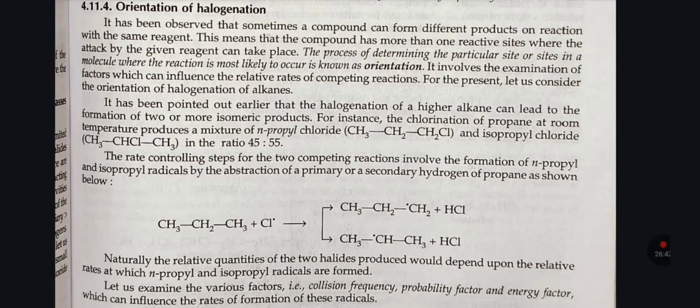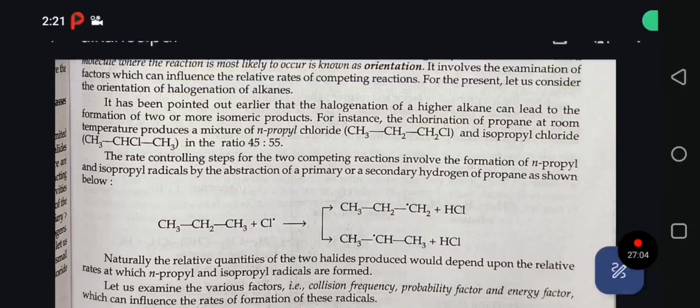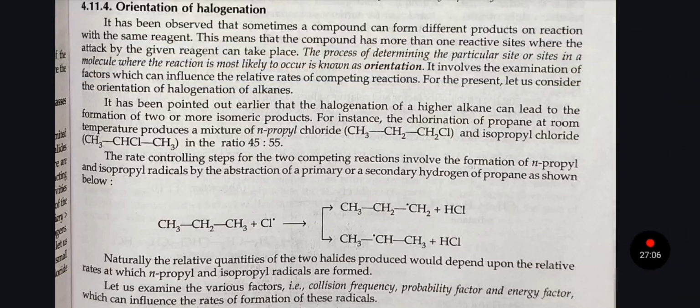It involves the examination of factors which can influence the relative rate of competing reactions. For the present, let us consider the orientation of halogenation of alkane. It has been pointed out earlier that the halogenation of a higher alkane can lead to the formation of two or more isomeric products.